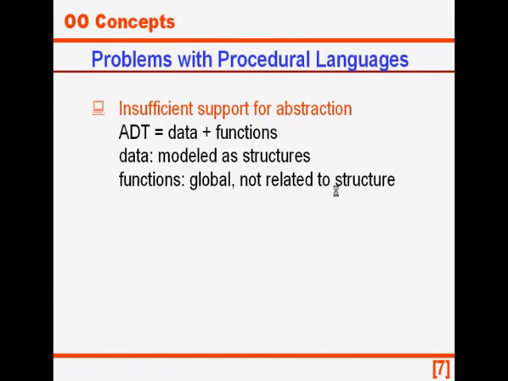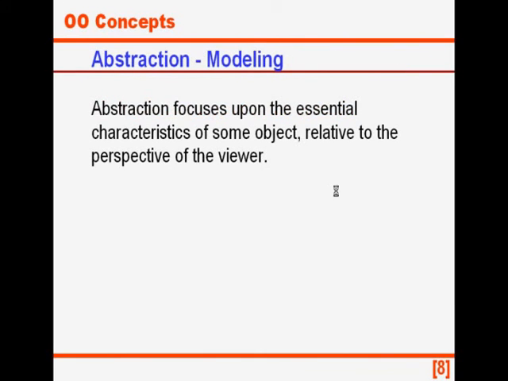Another big problem with procedural languages is the insufficient support for abstraction. Let us take a case of an abstract data type. An abstract data type has two parts. One is the definition of the data. Second is the definition of the operations or functions which can be applied on the data. Now, in a language like C, the data can be modeled as structures, but the functions are global and not related to the structure. Now let us see what is abstraction.